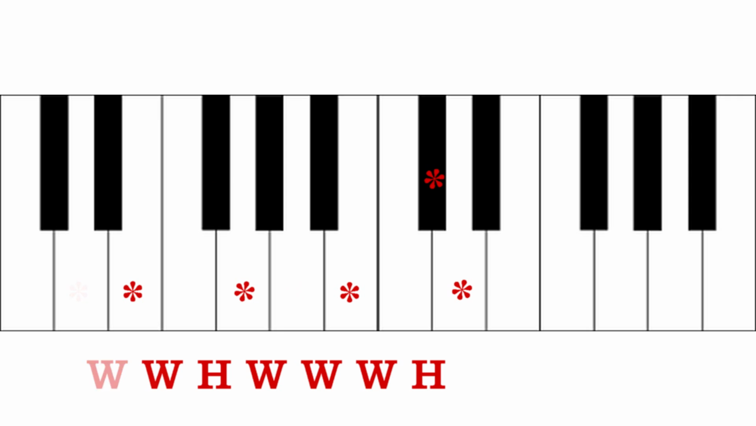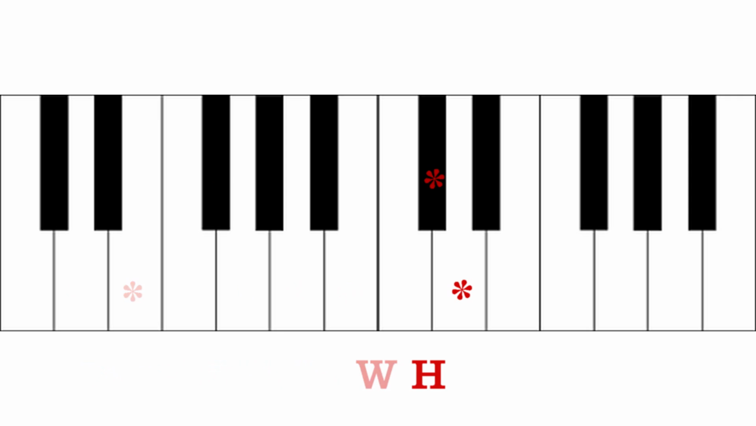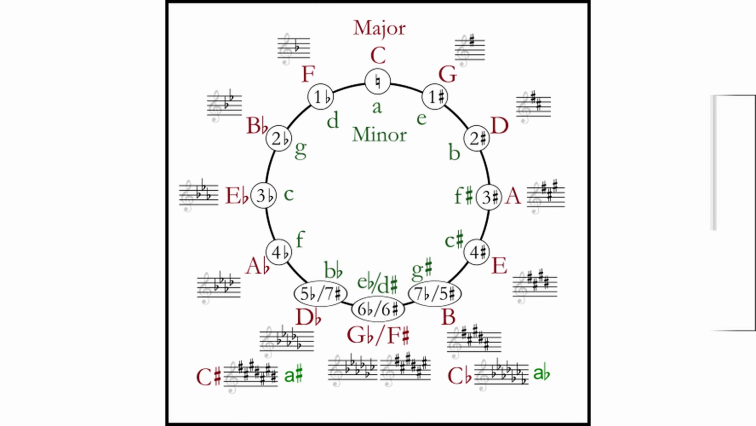Our only two sharps were F sharp and C sharp, and if we look back at our circle of fifths, we can see that the key of D does in fact have F sharp and C sharp. If we did this with every key on this circle, we would find the same thing. The sharps and flats assigned to each key preserve this step pattern of the major scale.